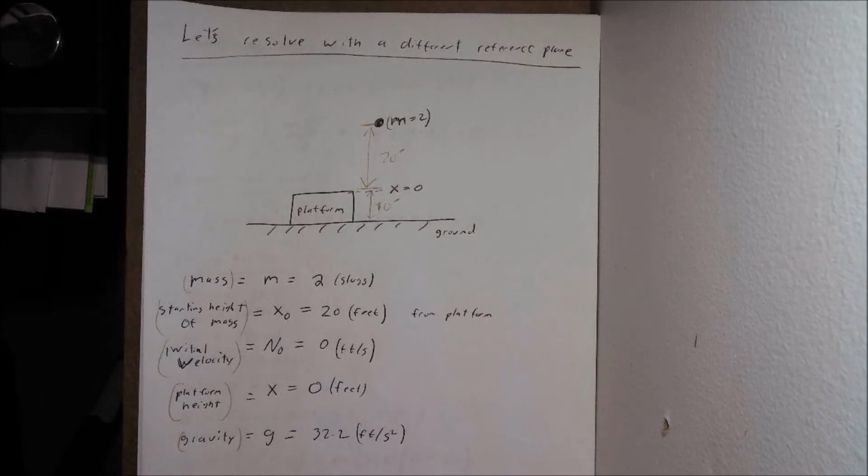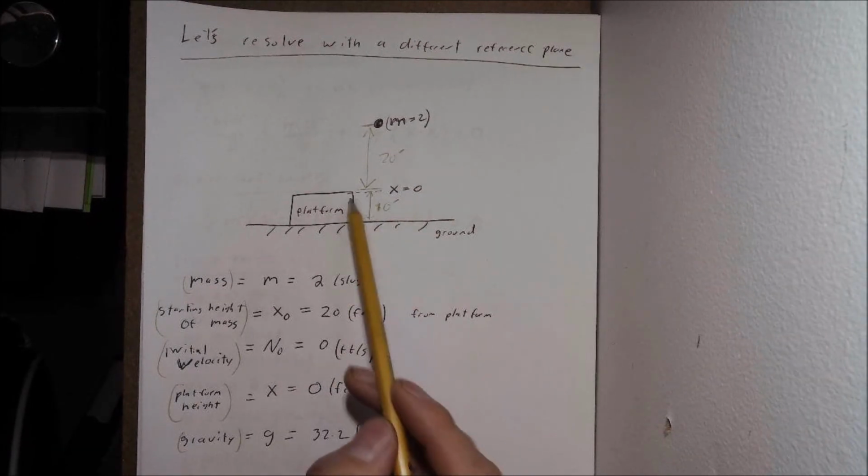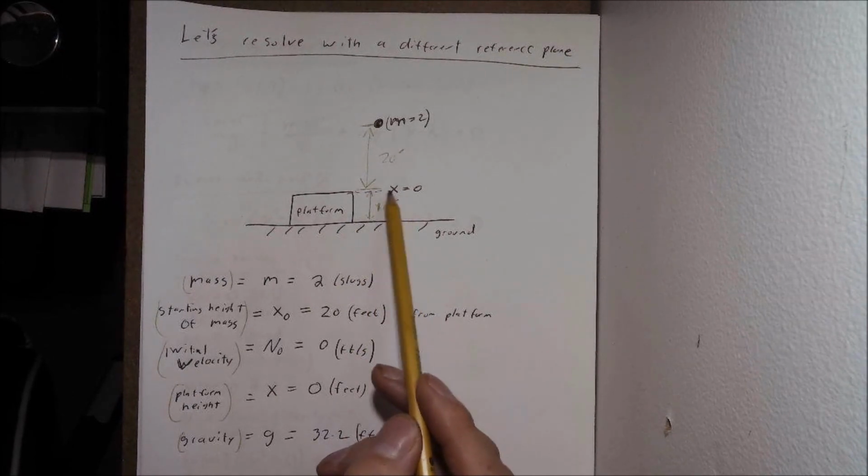So now that we've gone through and solved it using the ground as our reference plane, let's resolve this again just to see how it changes our solution, but not our final answer, if we set a different spot as our reference plane. So this time, instead of the ground being the reference plane with x equals 0, let's set our final position where we're interested in the mass ending up as our reference plane.